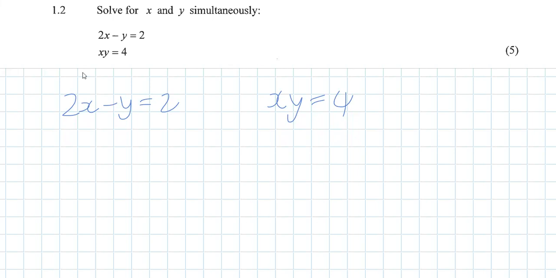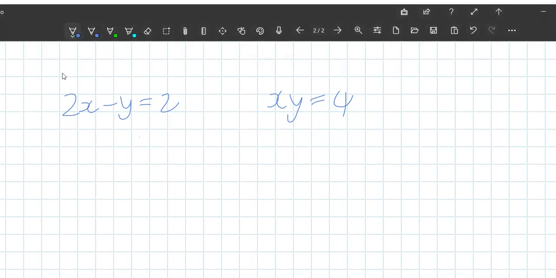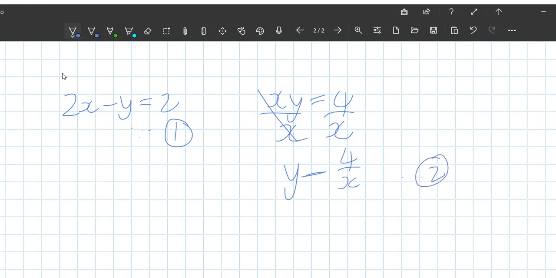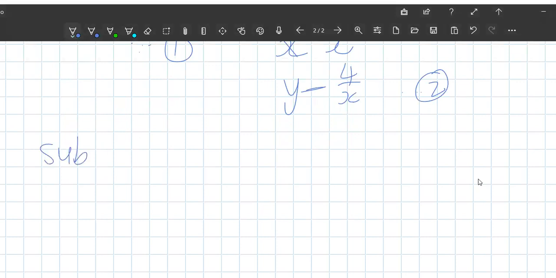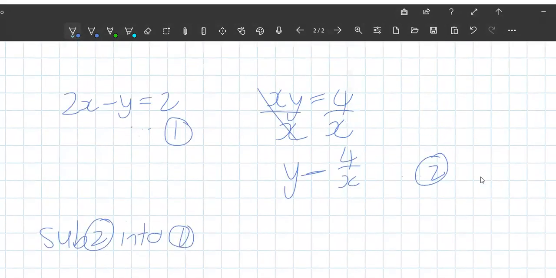Another way we could look at this question is just by substitution. The substitution method in this case, we could leave this one exactly as it is and just call that number 1. And then on this side, it's very easy to rearrange as we saw before. y is equal to 4 over x, and we can call this number 2. And instead of letting one equation equal the other, we can sub our second equation as it is into the first equation. So we're subbing number 2 into 1.